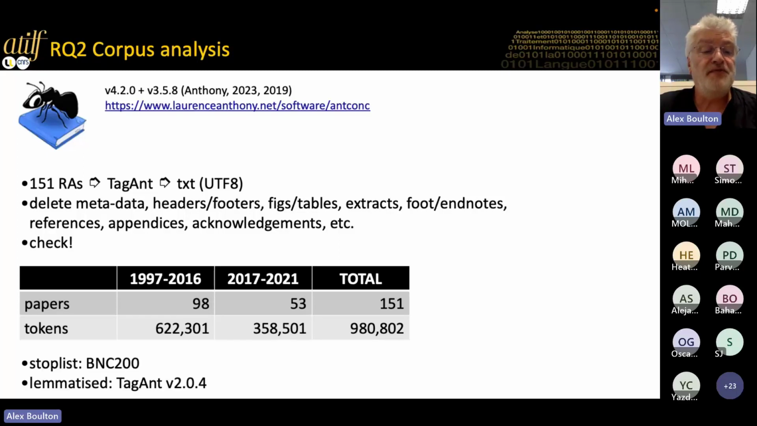We also used a stop list, the 200 most frequent words in the BNC, and we lemmatized using Tagant as well. Sorry, that's not Tagant, it's AND file converter, it should be at the top. 151 words put into AND file converter. Sorry, mistake on the slide there.